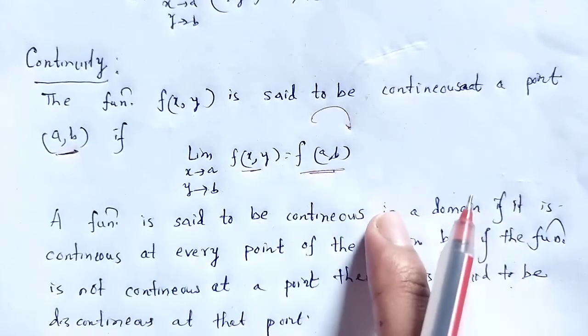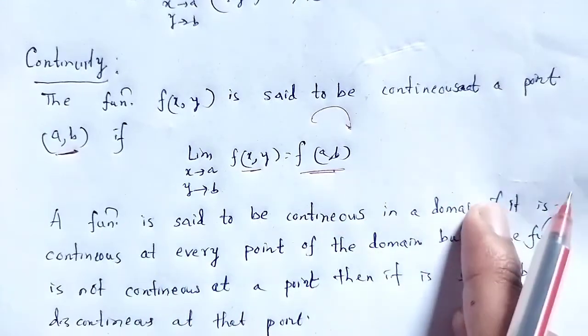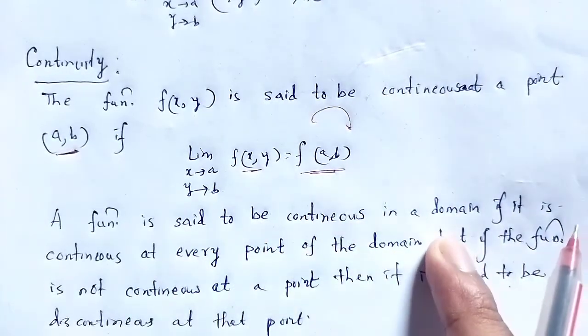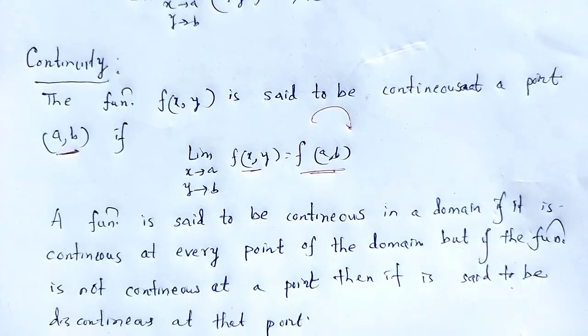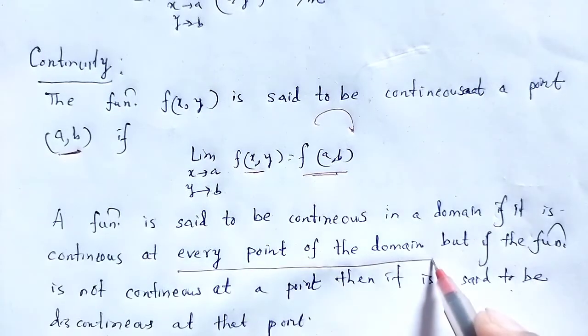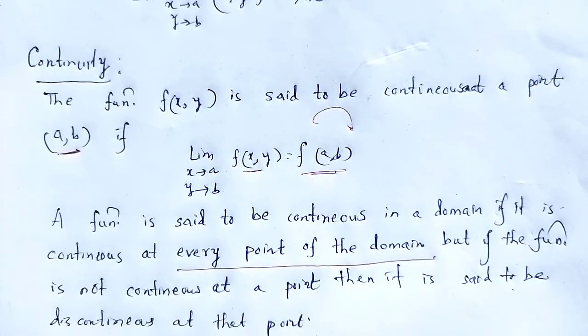A function is said to be continuous in a domain if it is continuous at every point of that domain. There will be no such points at which the function is discontinuous. Each and every point of that given domain is a point where the function is continuous. But if the function is not continuous, it is discontinuous at that given point.